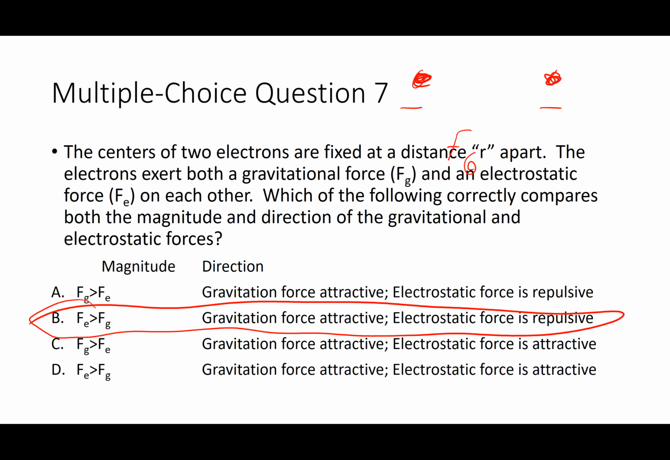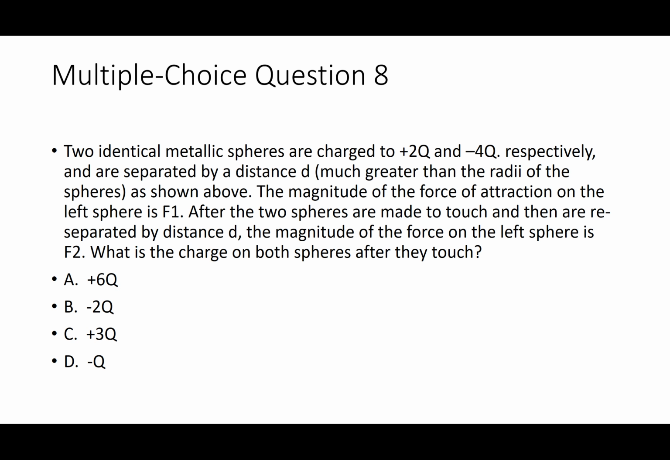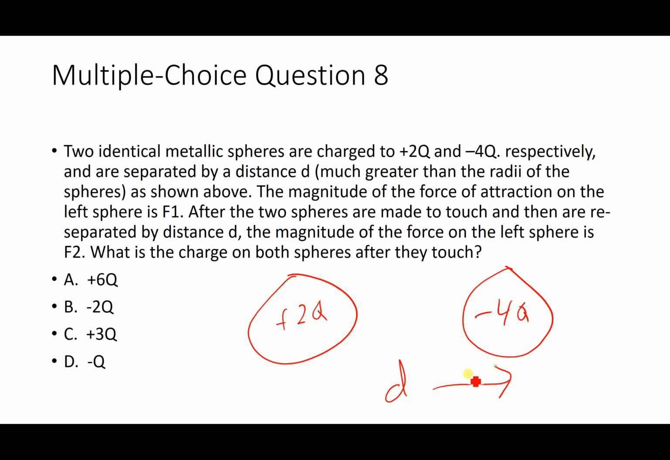All right, let's move on and look at question number 8. Two identical metallic spheres are charged to plus 2q and negative 4q, and they're separated by a distance d. The magnitude of the force of attraction on the left sphere is F1. After the two spheres are made to touch and then are reseparated by a distance d, the magnitude of the force on the left sphere is F2. What is the charge on both spheres after they touch?